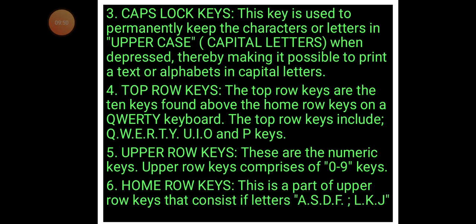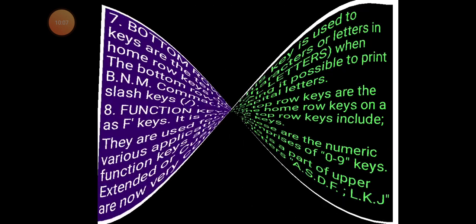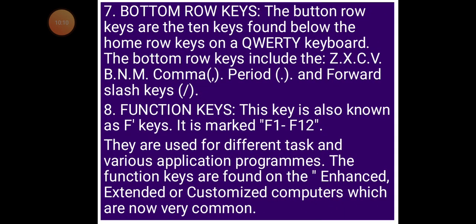So going forward, we say the home row keys, like I've said before, consist of the letters A, S, D, F, semicolon, L, K, J. So that is the home row keys. Then we also have bottom row keys.